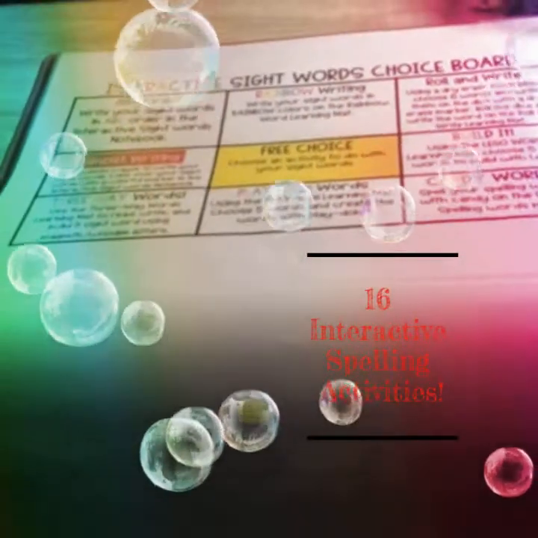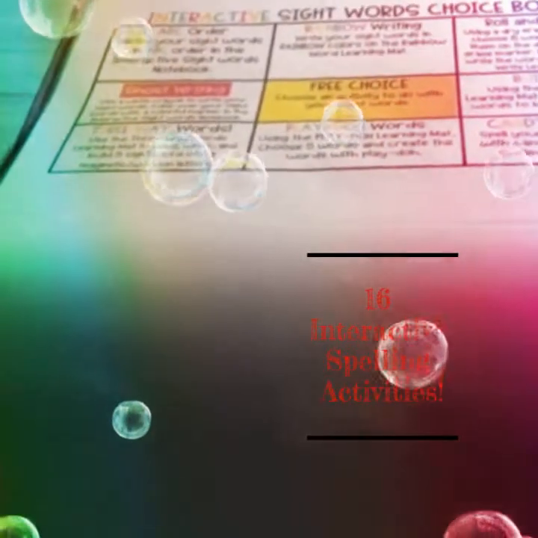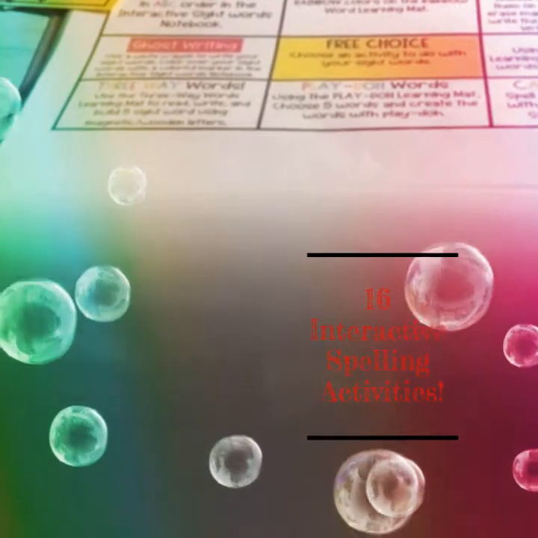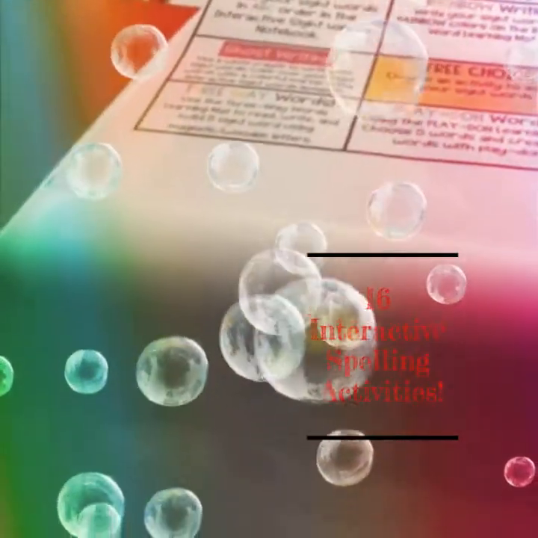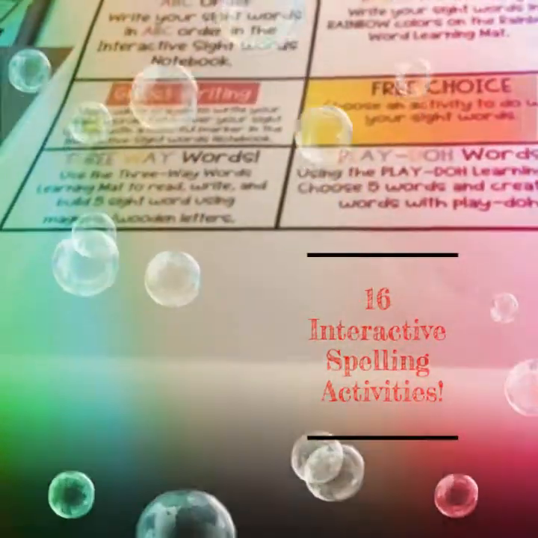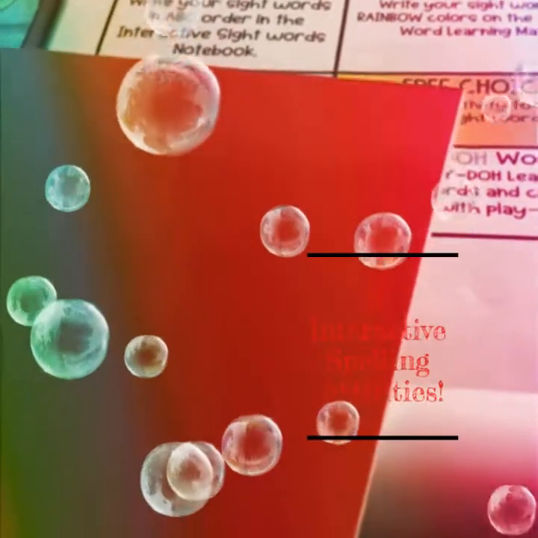So you're going to choose 10 words out of the sight words that I have provided, or you can use your spelling list, and you're just going to write those in ABC order. And you can do that in your interactive notebook, or you can do it on your own notebook if you have one. So I'm going to write my words in ABC order and move on to the next activity.